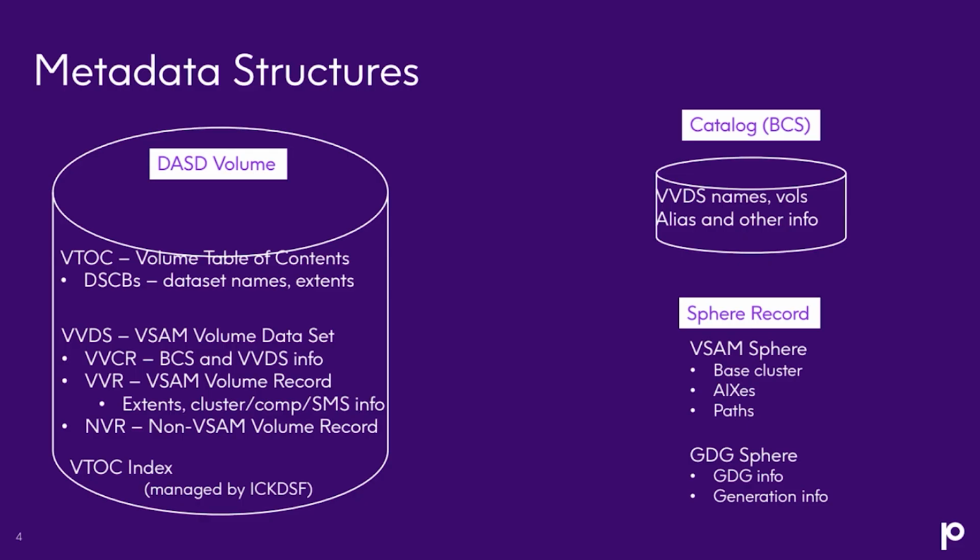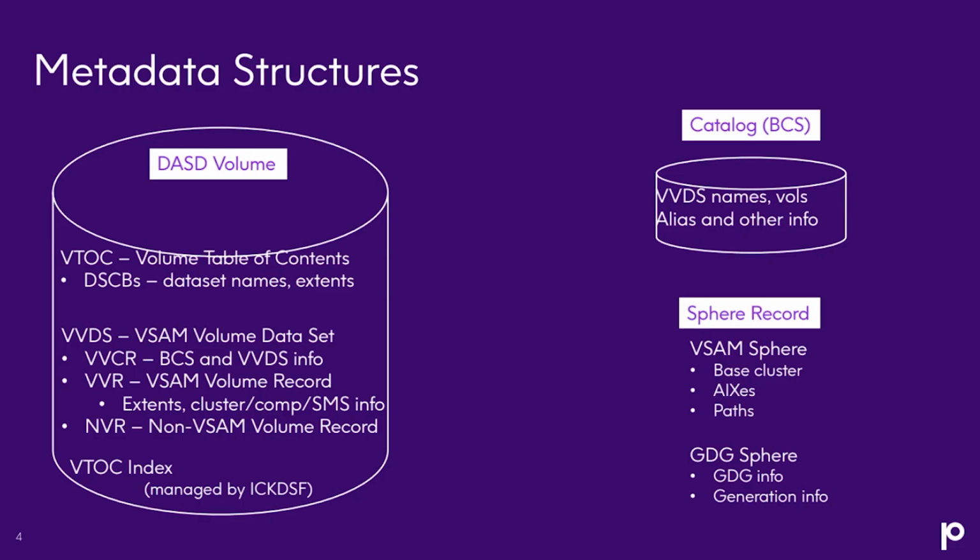And the VVR within the VVDS relates the component names, because we might have a VSAM key sequence data set that has a data component and an index component and may have other components. It's what relates the component names to the cluster name. And then there's other information kept in the VVR. The SMS class names, the data class, the management class, the storage class, those are also kept for non-VSAM data sets in the NVR, the non-VSAM volume record. So rather confusingly, the VSAM volume data set, the VVDS, contains information about non-VSAM data sets.